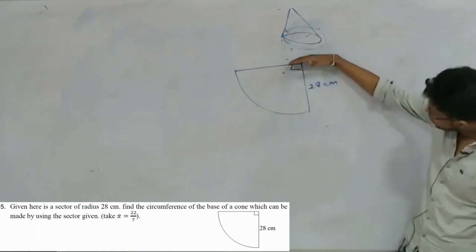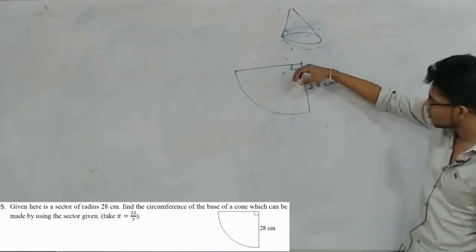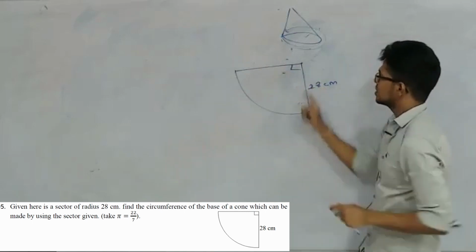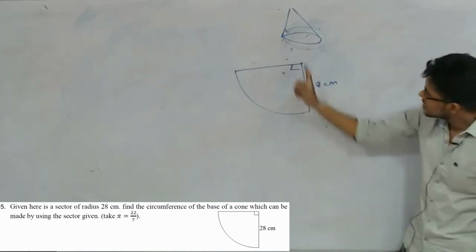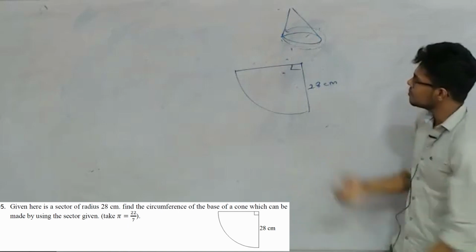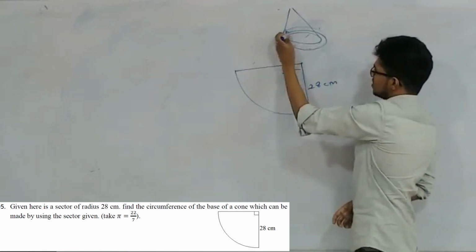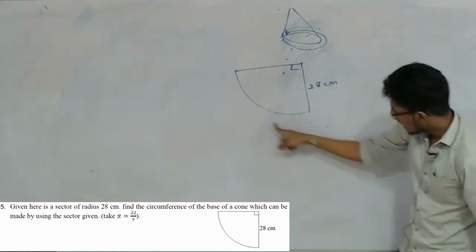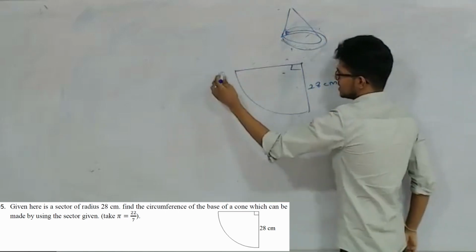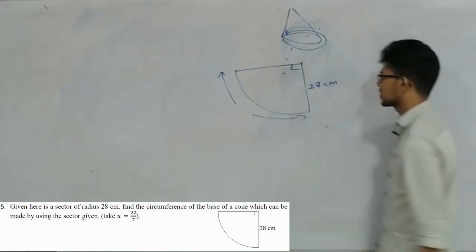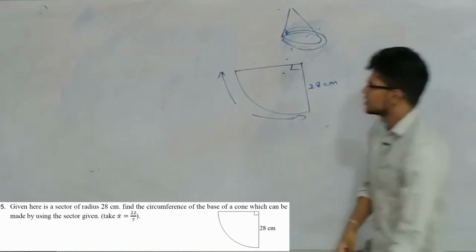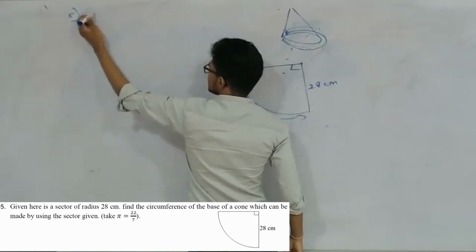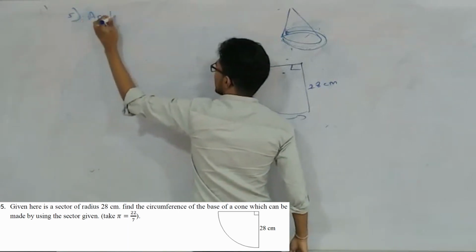So you can cut a similar shape at home and check. You just cut the similar shape and bring these two together. It will make a cone. They are asking what is the circumference of the base? How long is this one? So basically, that length is equal to the arc length of this sector, right? So simply you need to find the arc length. So how to find the arc length of a sector?